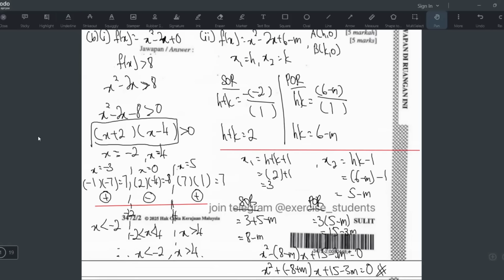Okay, let's move on. Okay, number 2. Let's see what chapter this is. All right, you see tangent, cosine. Yeah, definitely it is trigonometry from Form 5 chapter 6.